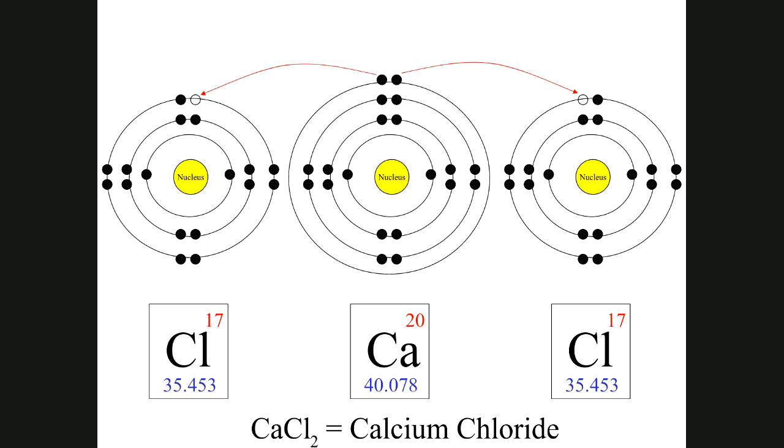So you put Ca2+. You know when chlorine was 17 protons and 17 electrons, and overall net charge is 0. Well, when it gained an extra electron, now it's 17 protons, 18 electrons, 1 more negative charge than positives, so it's Cl-1. Calcium being +2 can attract 2 negatives, so that's CaCl2, calcium chloride.